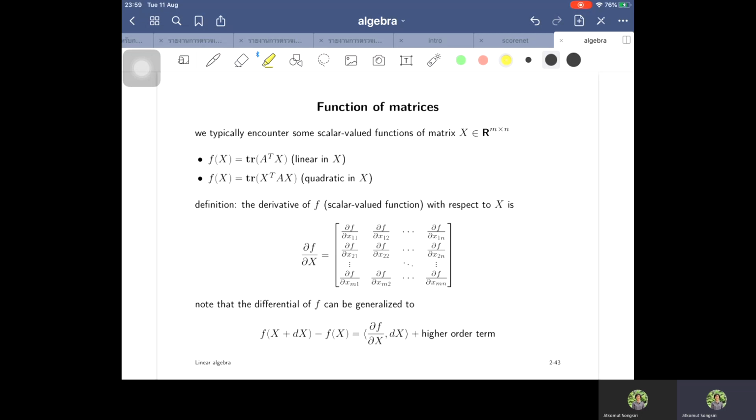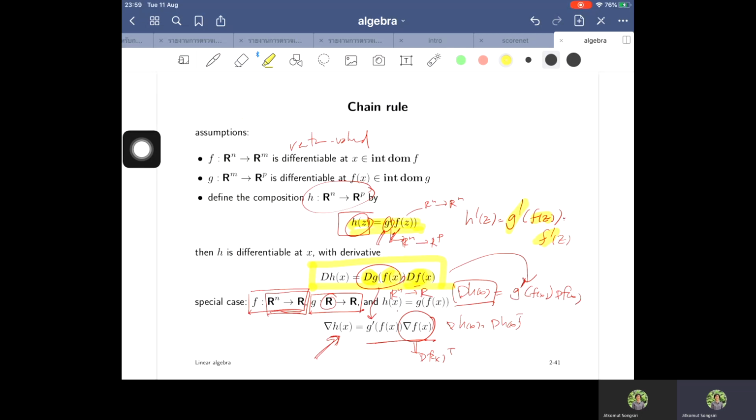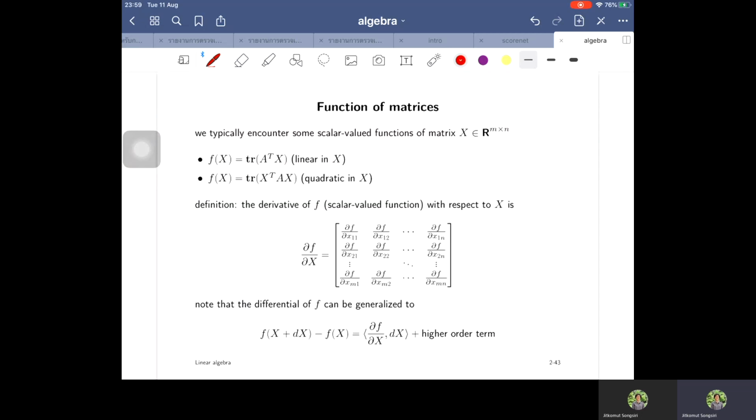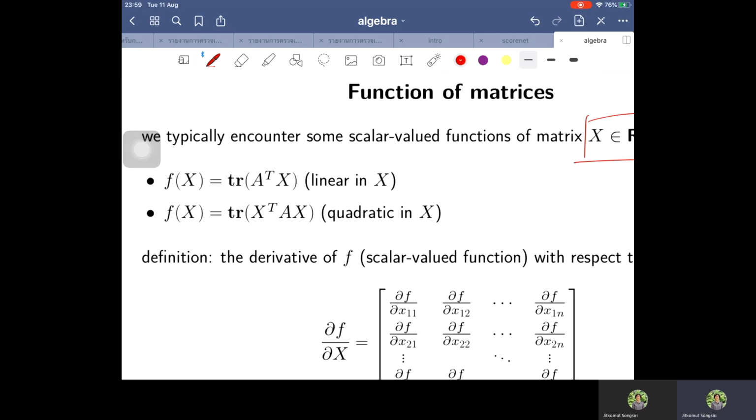Now I would like to move to more general functions. Now we talk about functions of matrices. Previously, this was a function of a vector, where the domain is Euclidean space. Now, for a function of matrices, your X is a matrix of size m by n. Now we give again two typical functions.